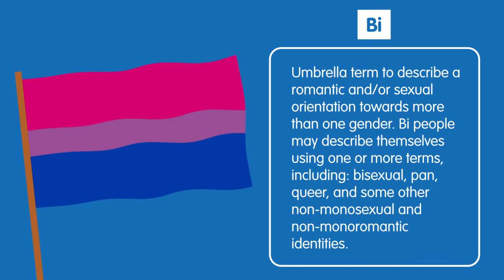Bi is an umbrella term to describe a romantic and/or sexual orientation towards more than one gender. Bi people may describe themselves using one or more terms, including bisexual, pan, queer, and some other non-monosexual and non-monoromantic identities.